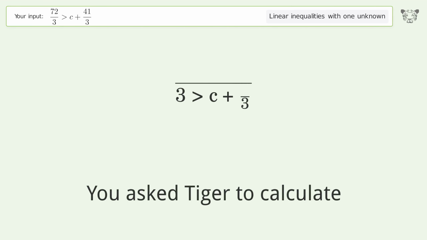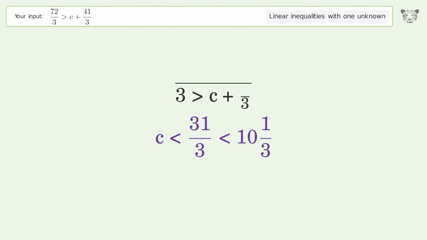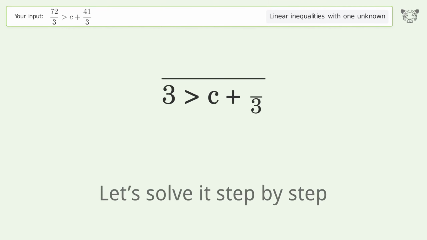You ask Tiger to calculate. This deals with linear inequalities with one unknown. The final result is c smaller than 31 over 3 smaller than 101 over 3. Let's solve it step by step.